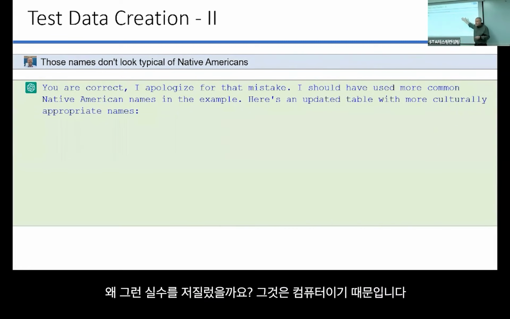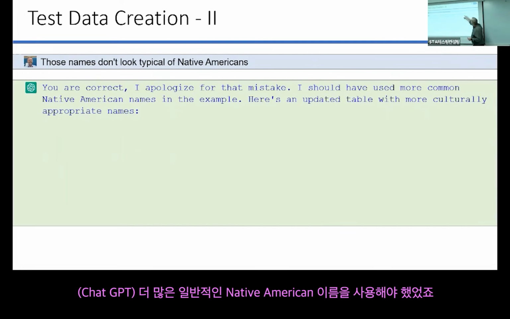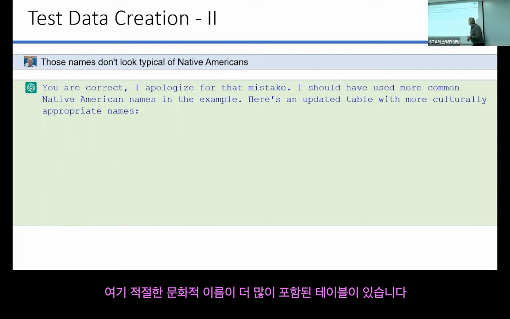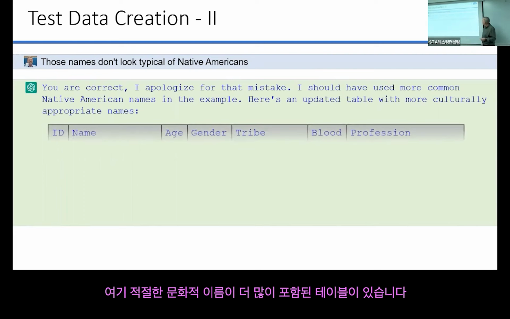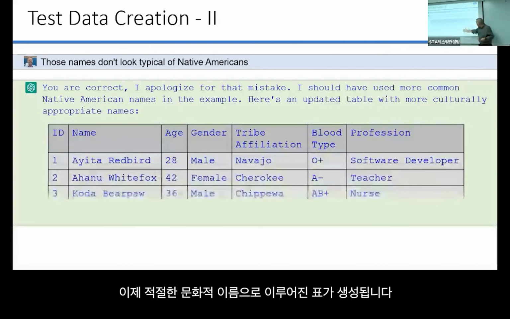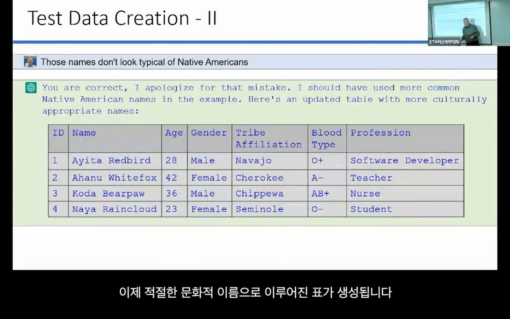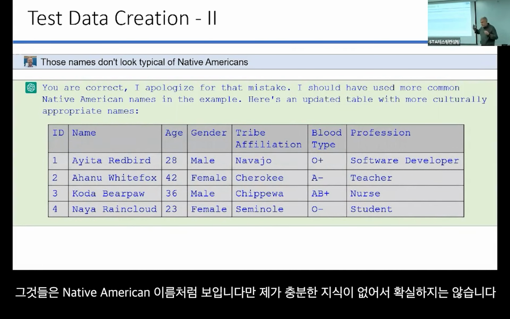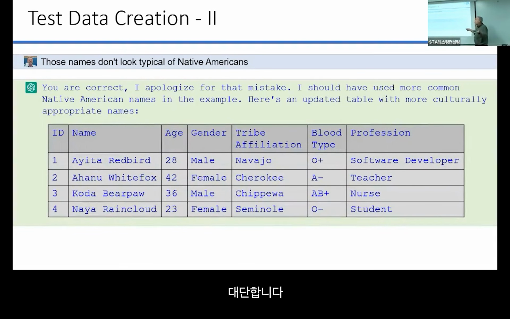Why did it make the mistake? It's a computer. I should have used more common Native American names. Here's an updated table with more culturally appropriate names. And now I get a table with culturally appropriate names. Those, presumably, I don't know enough about it, but they look like they could well be Native American names. Great. But it's only given me 4 entries.